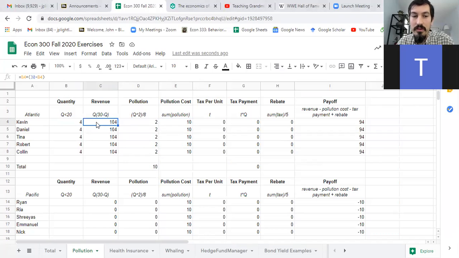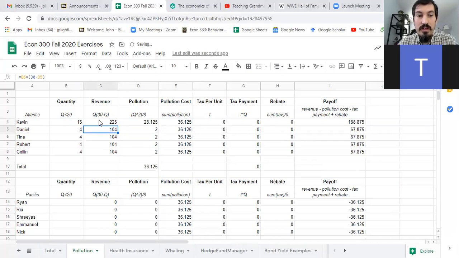So even though their revenue isn't as high, remember when they had 15? Let's go back to Kevin equal 15. He had a revenue of 225, but actually he's making a lot of money now, isn't he? Because he gets this high revenue of 225. Everyone else only gets a revenue of 104. And he's causing a lot of pollution. Look how much pollution Kevin is causing, 28 units. Everyone else is only causing 2.